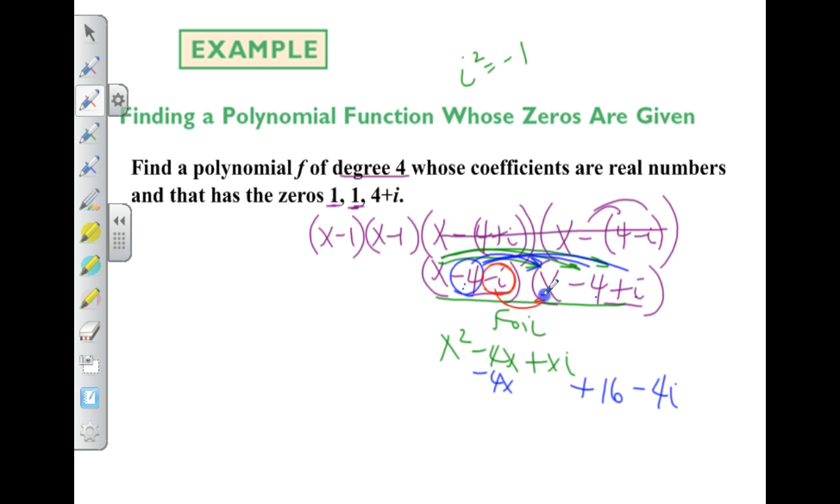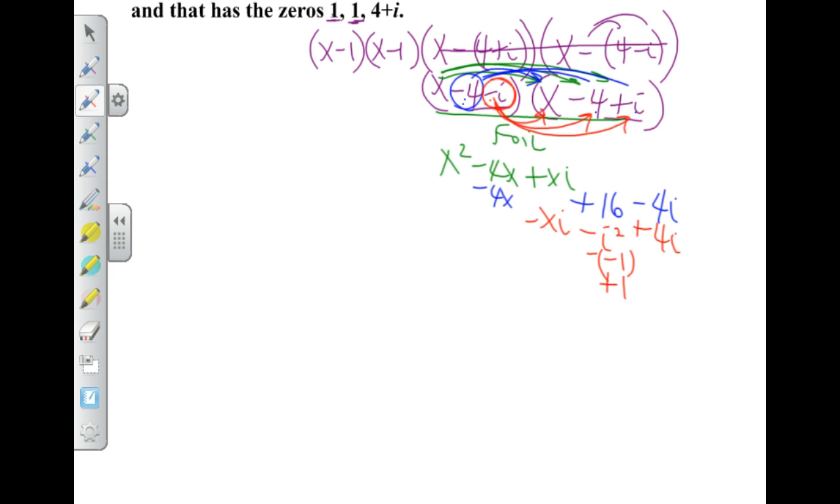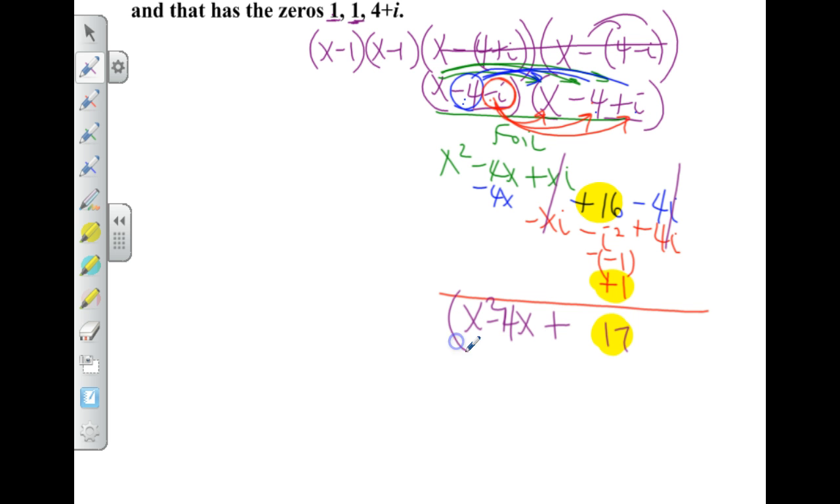Let's distribute the negative i times. Hey, this is nice. Negative xi is going to cancel. This will cancel because negative times negative is positive 4i. And then here I'm going to write this as negative i squared, but I want you to recognize that that's the opposite of negative 1, which is really a positive 1. So when I add this up, this positive 16 and this positive 1 will actually give me a whopping 17. All of this will cancel, and I'm left with x squared minus 4x plus 17, but you're not done.